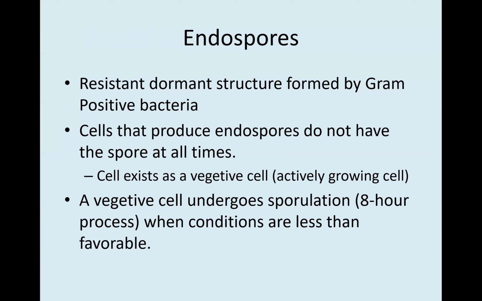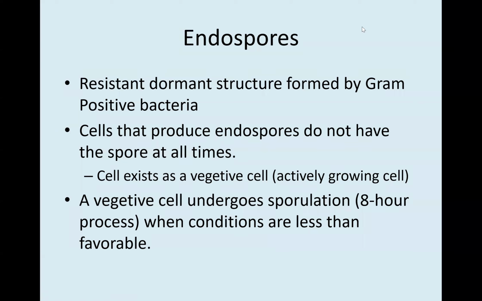Cells that produce endospores don't always have the endospores. Normally, the cell exists as a vegetative cell, which means it's actively growing and reproducing. However, if conditions are not favorable, so maybe there is a lack of nutrients, or to prevent the cell from drying out, desiccation, or it's been exposed to high heat or changes in pH, this normally growing vegetative cell can undergo what's called sporulation. Through sporulation, there's a series of events.